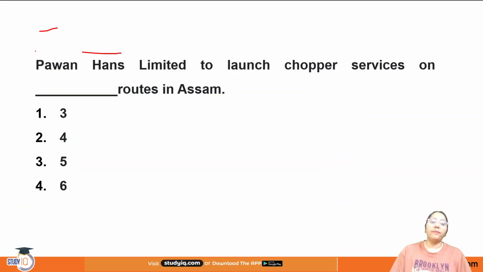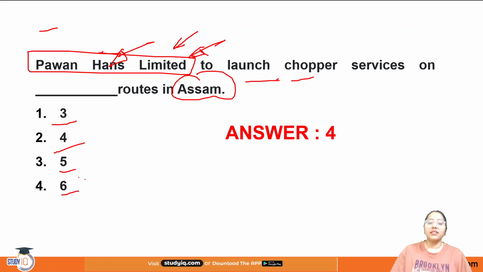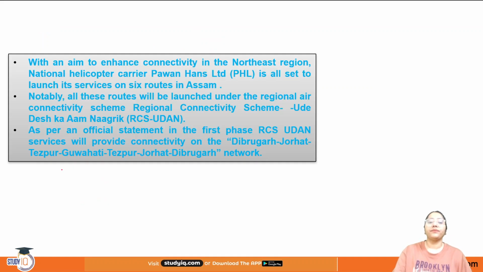Next question is about Pawan Hans Limited. Pawan Hans Limited is known for its chopper services. So Pawan Hans Limited decided to launch chopper services on particular routes of Assam. How many routes of Assam will Pawan Hans Limited soon start chopper services on? Options are 3 routes, 4 routes, 5 routes or 6 routes. The correct answer will be the 6 routes.